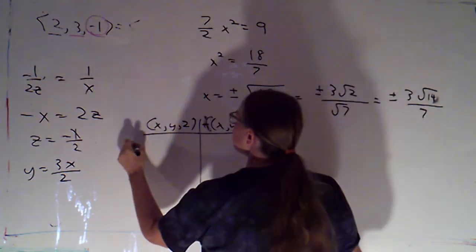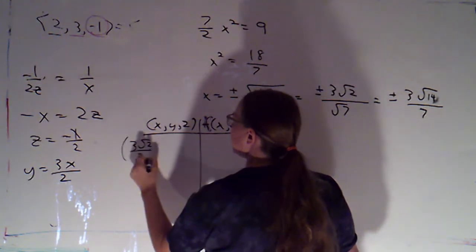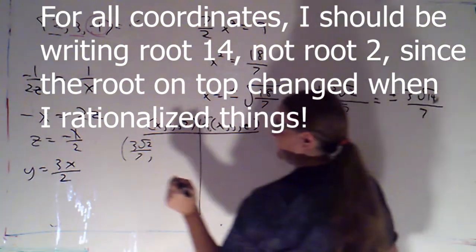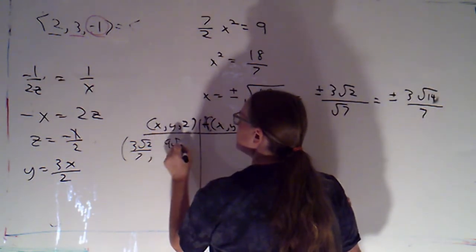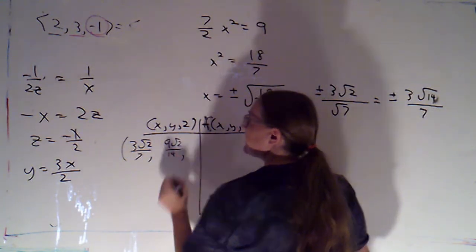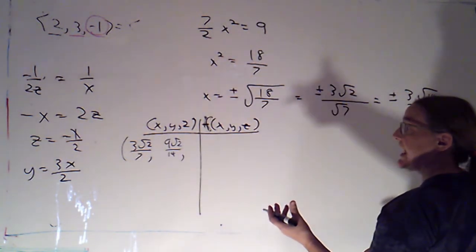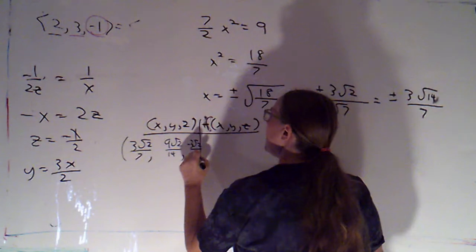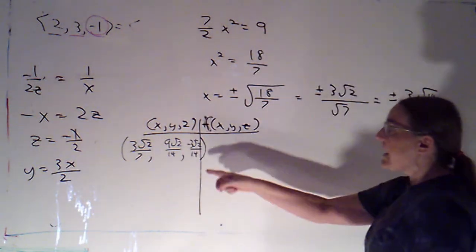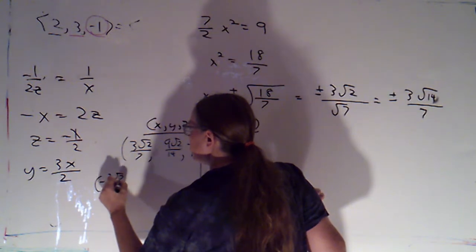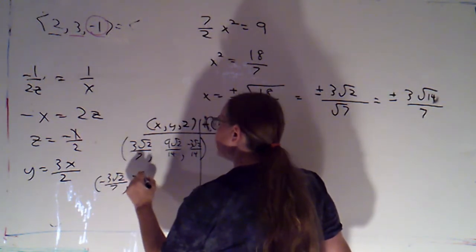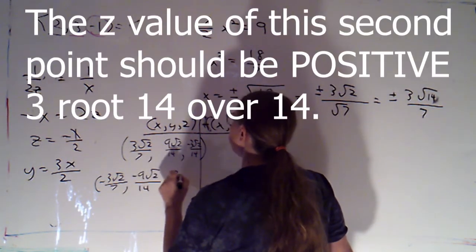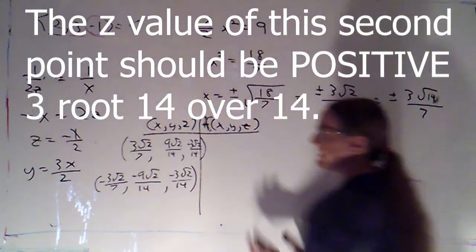So if x is positive 3 root 2 over 7, then y was 3 halves of that. So that would be 9 root 2 over 14, and z was negative 1/2 of that. So that's going to be negative 3 root 2 over 14. And then if x is negative 3 root 2 over 7, y is negative 9 root 2 over 14, and z is positive 3 root 2 over 14.